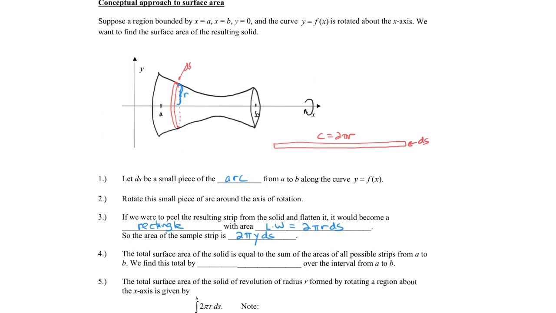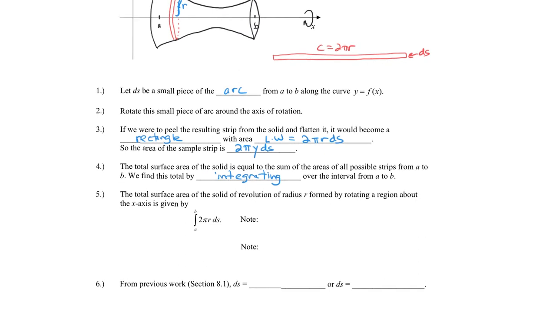Then to find the total surface area, it'd be the sum of the areas of all these possible sample strips from A to B. And we can find that total by integrating over the function from A to B. It's the same idea as usual: we break this up into a whole bunch of pieces, find the area of each piece, and integrate to get all of the pieces.